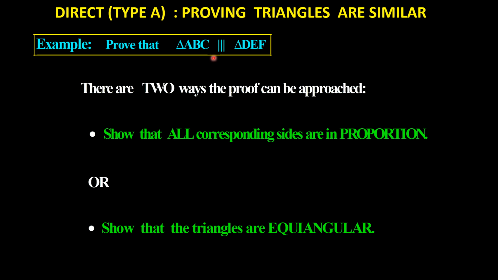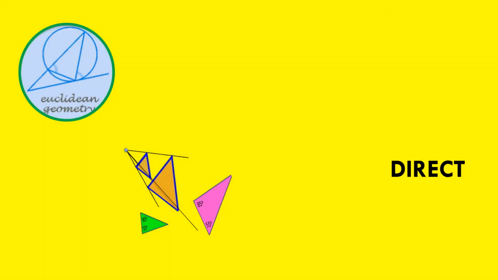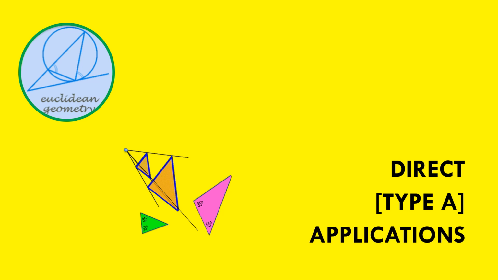You can see there, similarity goes with proportion goes with equiangular, right? So it just seems to go around, like I showed you previously. These three things always go together, right? So if you must prove a direct application, you either look at the corresponding sides if you have side lengths. If you don't have side lengths, let's determine whether the two triangles are equiangular. Now let's look at some direct applications requiring the similarity theorem.